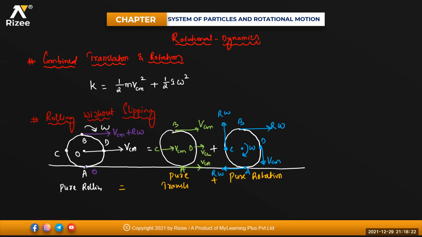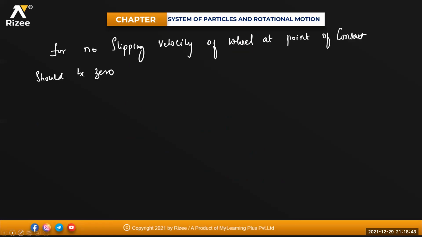When a body is rolling, at point A, see this one, in pure translatory motion, VCM is in the front direction, and in pure rotation, it is R omega in the opposite direction. So the velocity at the contact will become 0. That means at the point of contact, at point A, VCM minus R omega must be equal to 0. So therefore, I can say that VCM will be equal to R omega. That is the condition for pure rolling.